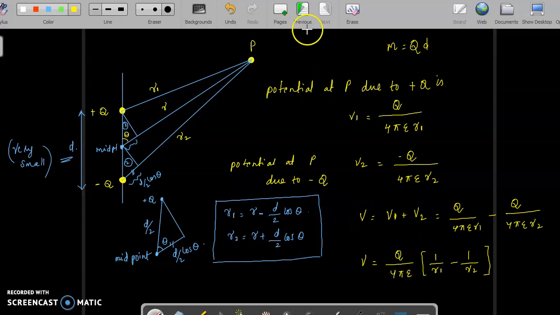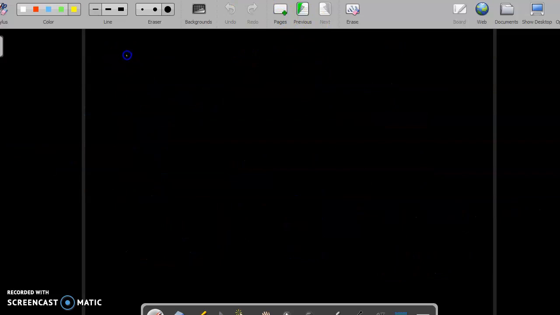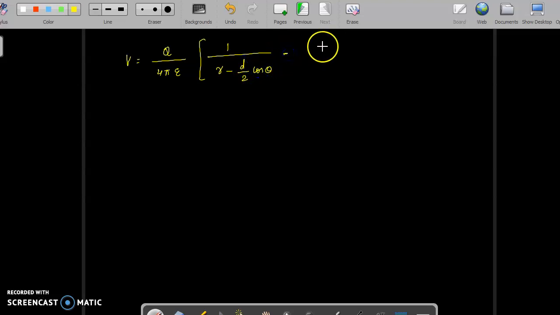So V becomes Q by 4 pi epsilon, and 1 by r1. So here r1 equals r minus d by 2 cos theta, minus 1 by r2, that is r plus d by 2 cos theta.